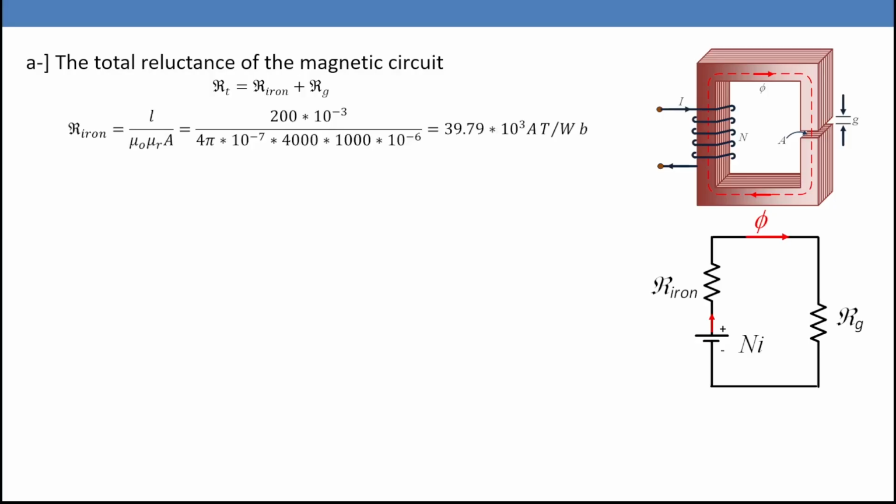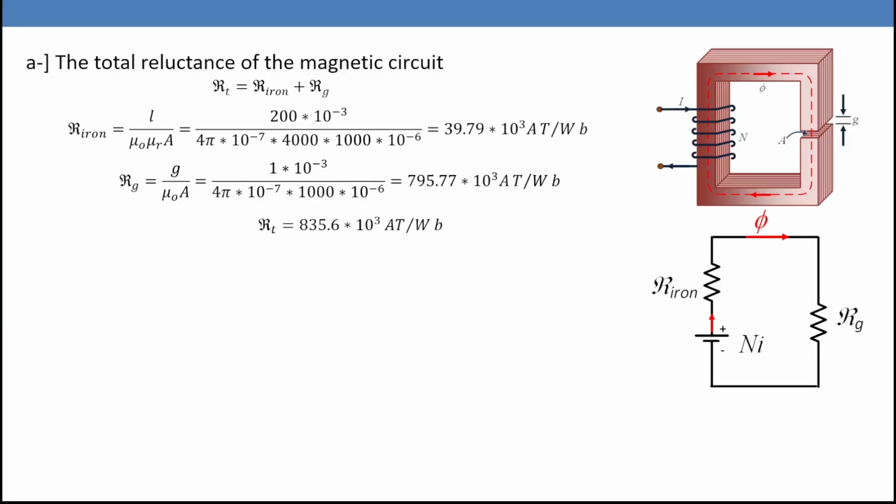So R iron equals l over mu naught mu R area. That one equals 39.79 times 10 to the power 3 ampere turn per Weber. Regarding the gap, g over mu naught area, mu R for the gap is 1. And please note that the area is 1000 millimeter squared, so you need to multiply by 10 to the power minus 6. So that one for the gap equals 795.8 times 10 to the power 3 ampere turn per Weber. The total reluctance will be the addition, they are in series, so that one equals 835.6 times 10 to the power 3 ampere turn per Weber.